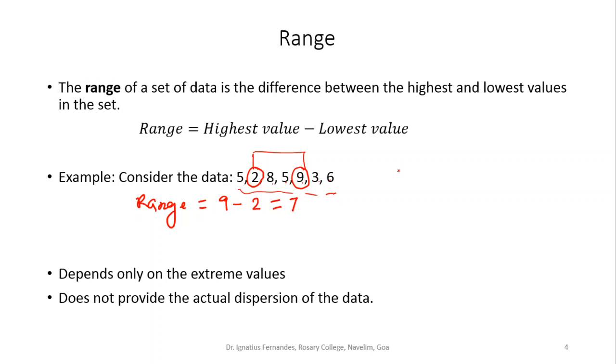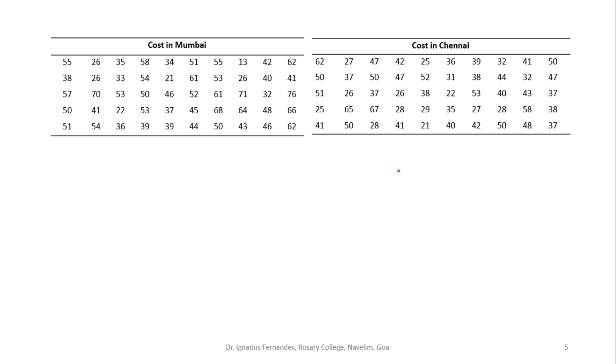And how is this going to be useful? These are two data sets that we have been working with so far. We look at the cost in Mumbai of those 50 restaurants and the cost of those 50 restaurants in Chennai. And while we were dealing with this, we have already known how to calculate the range. So we have to find out the range here, and we have to look at the range here.